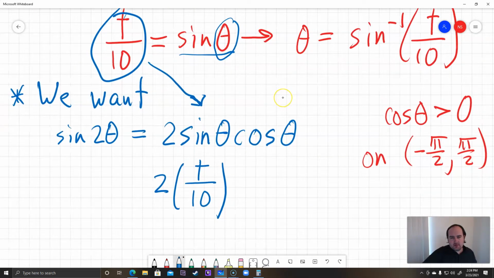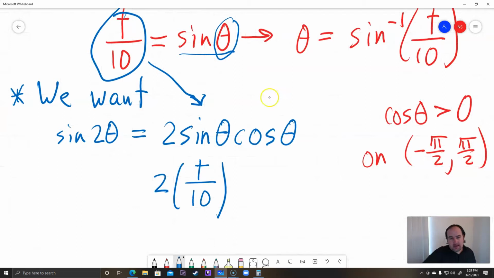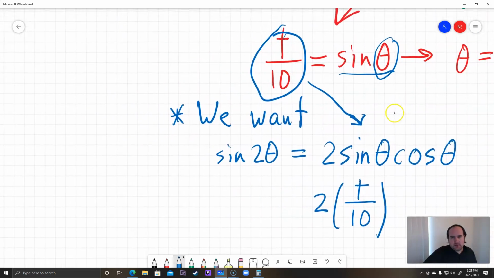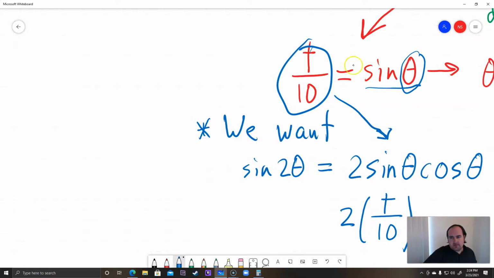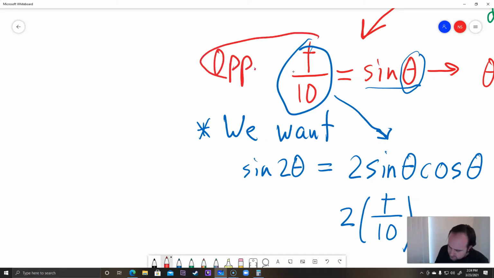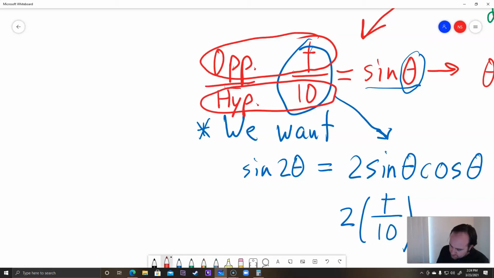So what we're going to have to do is get a little bit creative and probably draw a right triangle here. We start with the original expression: sine of theta equals t over 10. And remember, from SOHCAHTOA, the sine of theta is SO, which is opposite over hypotenuse. So here the opposite is going to be t, and the hypotenuse is going to be 10. If I just sketch a right triangle, that's probably the easiest way to find cosine.